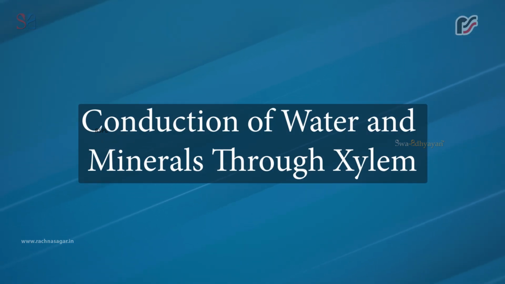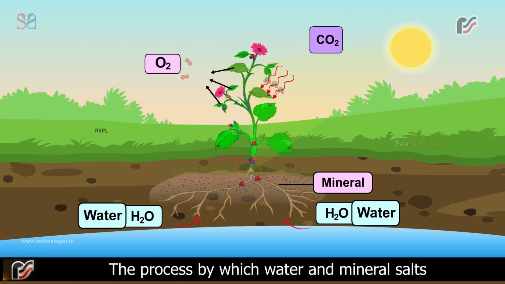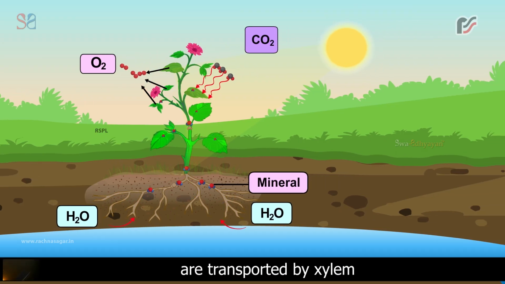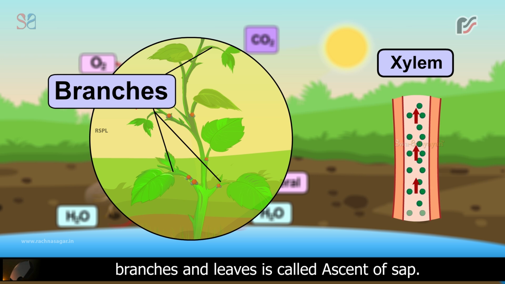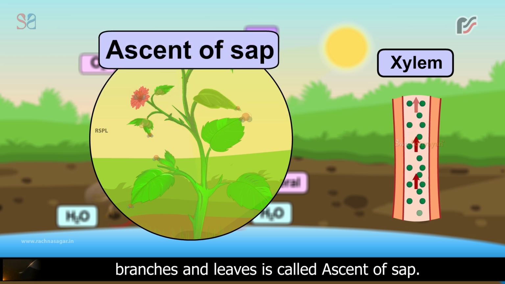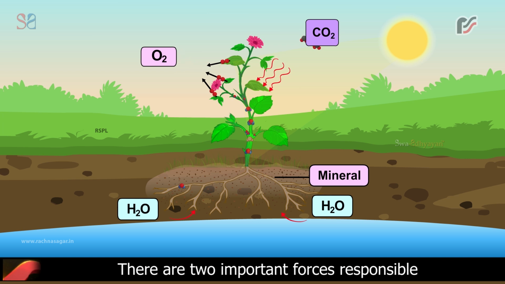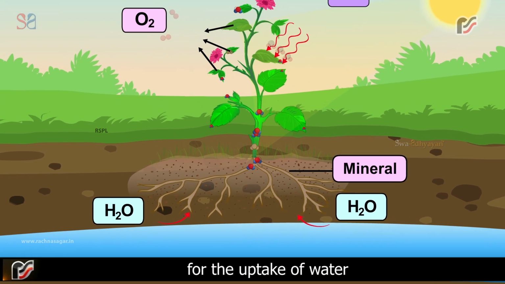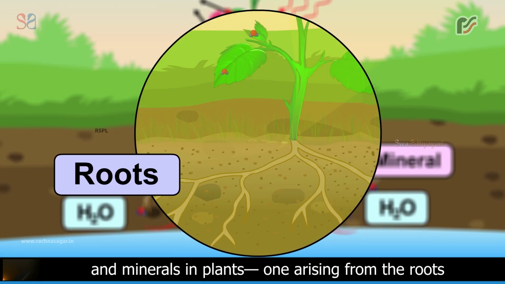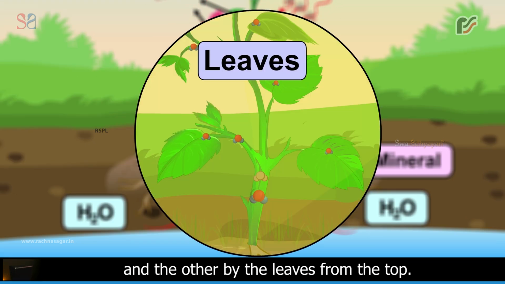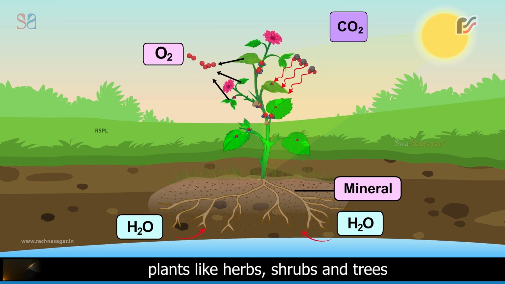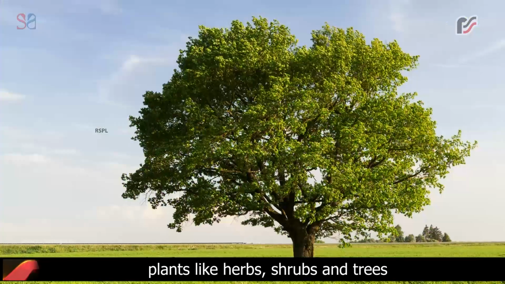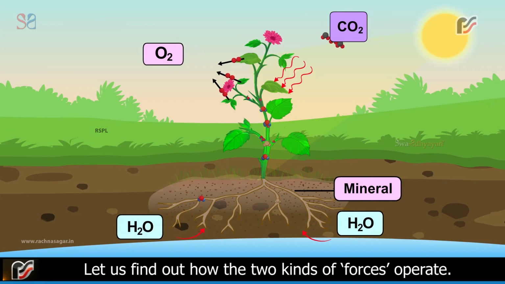Conduction of water and minerals through xylem. The process by which water and mineral salts are transported by xylem from root and carried upward to the stem, branches and leaves is called ascent of sap. There are two important forces responsible for the uptake of water and minerals in plants, one arising from the roots and the other by the leaves from the top. The mode of transport in different kinds of plants like herbs, shrubs and trees is almost the same. Let us find out how the two kinds of forces operate.